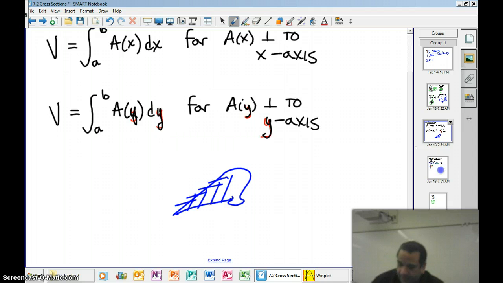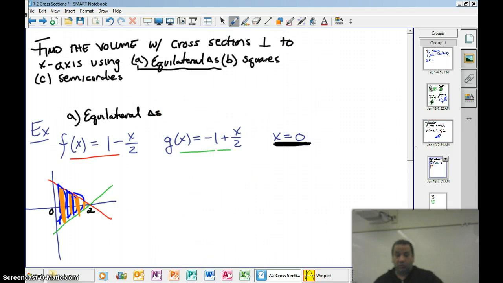All right? Let's show you. Find the volume with cross sections perpendicular to the x-axis using all three of them. All three of these: equilateral triangles, squares, semicircles. I didn't put the isosceles right in there, because if you can do these three, you're pretty good. And here are the functions. They're given. This function, that function, and x equals 0. So that means x equals 0 here, and those two red and green functions.